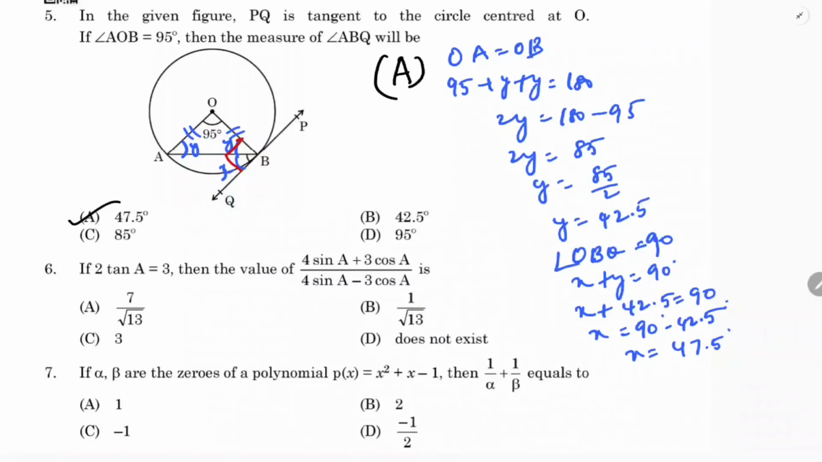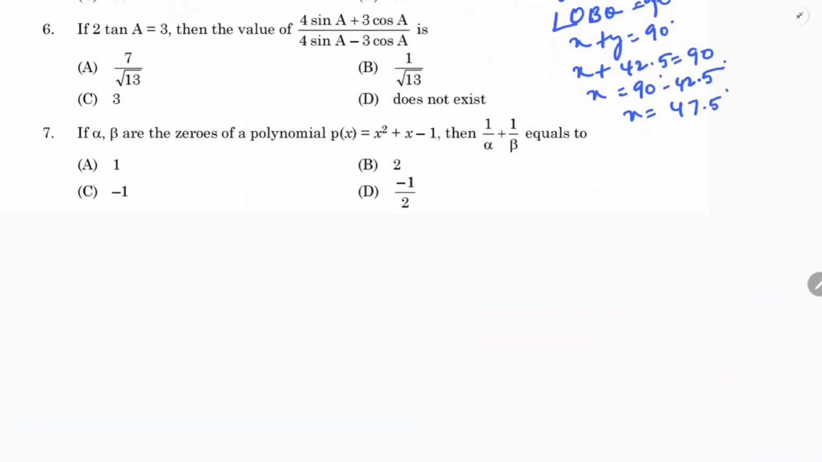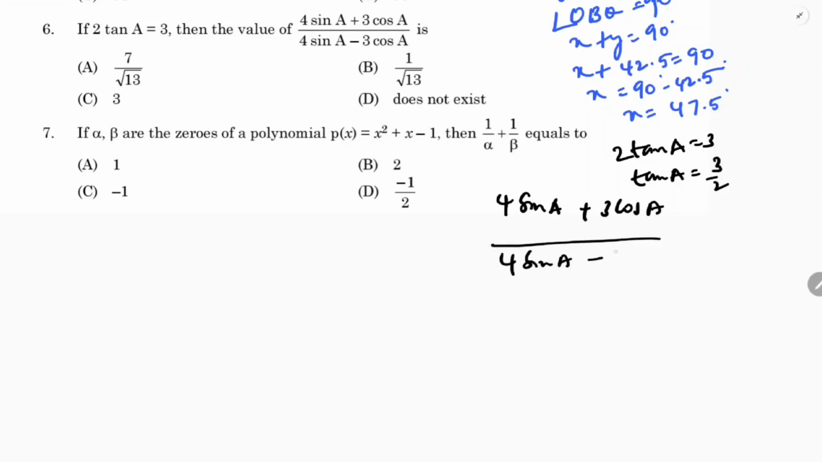Next question. See, this one here they gave 2 tan A equals 3. So tan A value is 3 by 2. And the question is in terms of sine and cos. So here 4 sin A plus 3 cos A by 4 sin A minus 3 cos A. So I know the value of tan. So I'll change this question in terms of tan. So I'll divide both numerator and denominator by cos A.